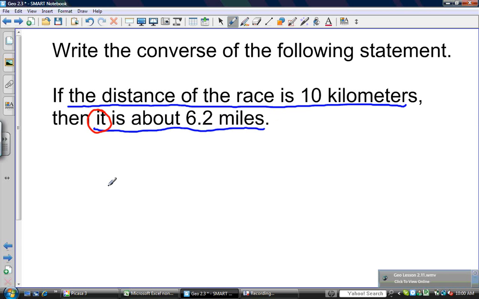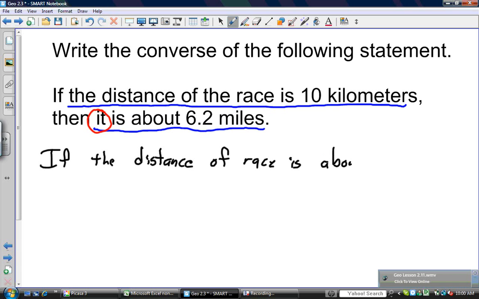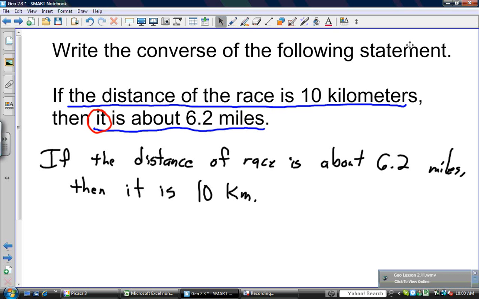So we want to write if the distance of the race is about 6.2 miles, then now we can use our pronoun, it is 10 kilometers. There we go.